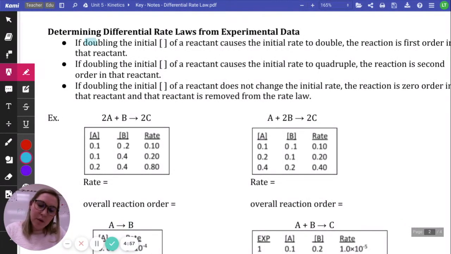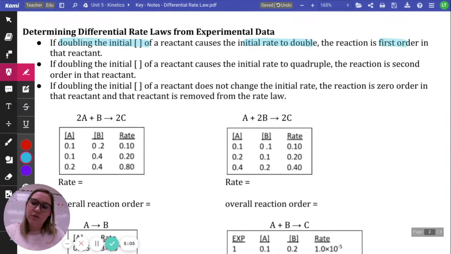If we double our initial concentration of a reactant, and that causes the initial rate to double, then our reaction is first order.